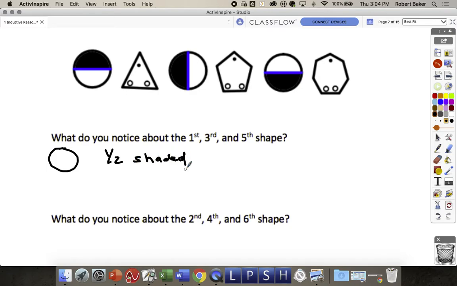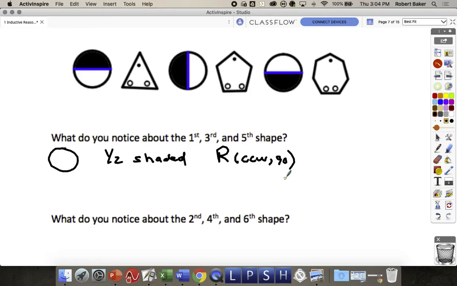So you have circles that are half shaded and they are rotating. We need to have a specific direction for the rotation. Counterclockwise. So circles, half shaded, rotating counterclockwise by 90 degrees. You'll learn that in topic 7. We all get it, rotate counterclockwise 90 degrees. Perfect. Is there anything else we can state or conjecture about those first, third, and fifth shapes?